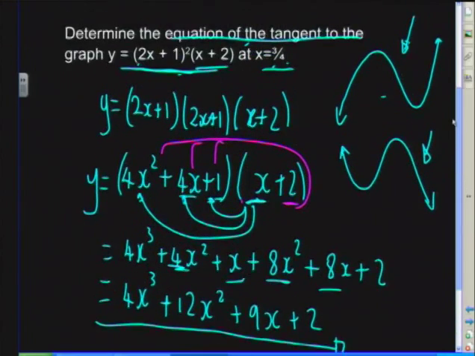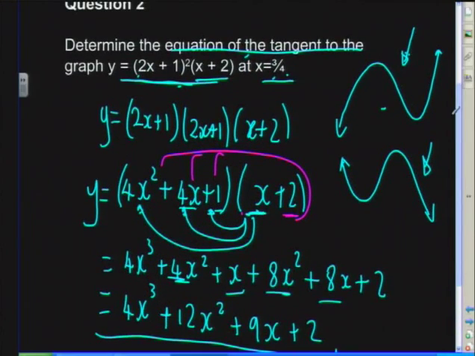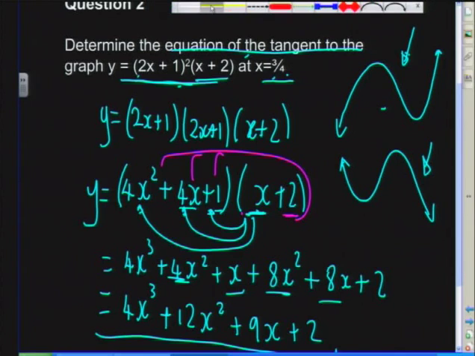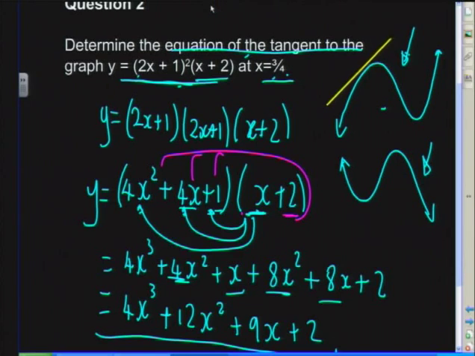So this is what's happening. We've got one of these graphs, and we have a tangent that's just touching it at a point, and all they've given us is the x coordinate at that point. So we know that x is 3/4, but we don't know what y is. Okay, and they want to find the equation of this tangent.